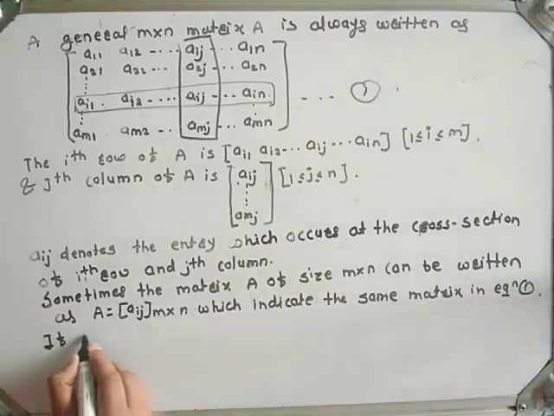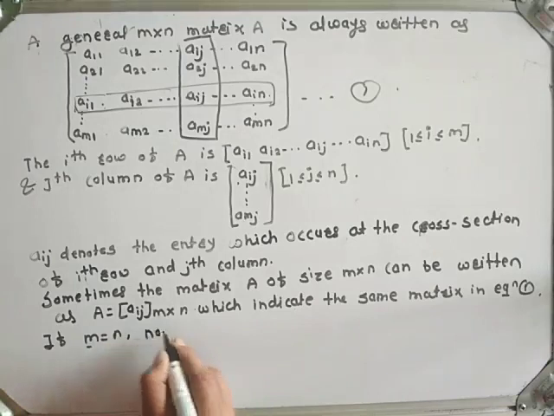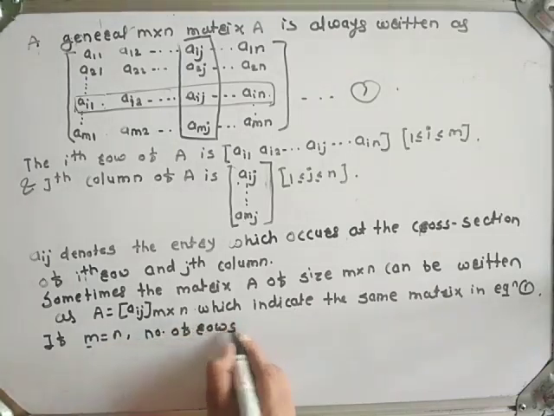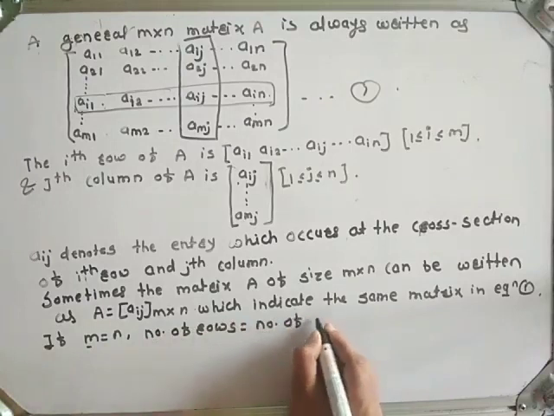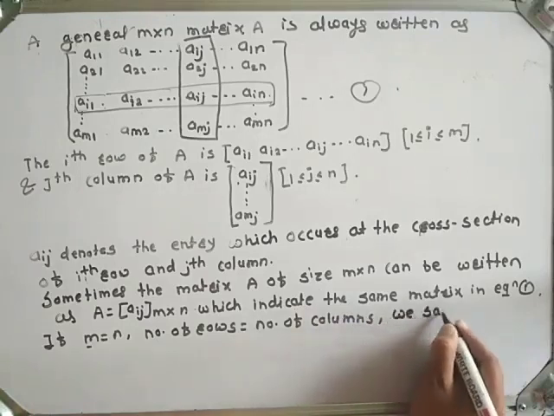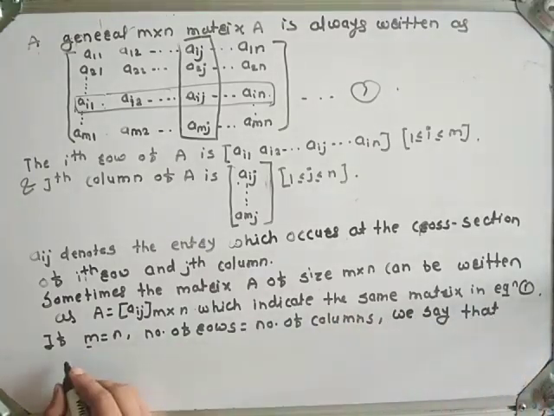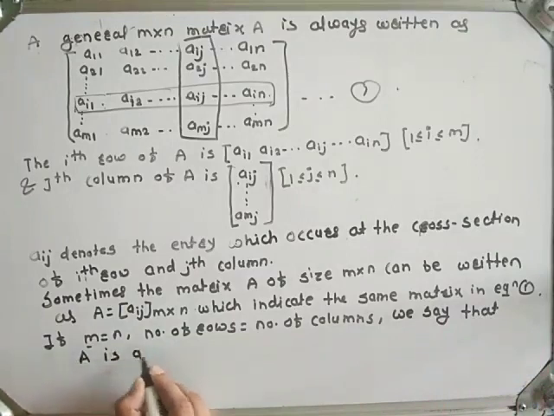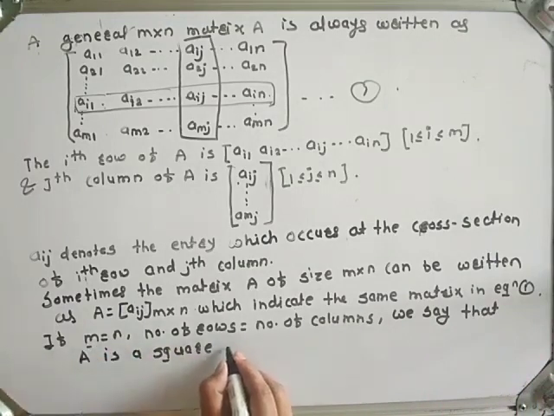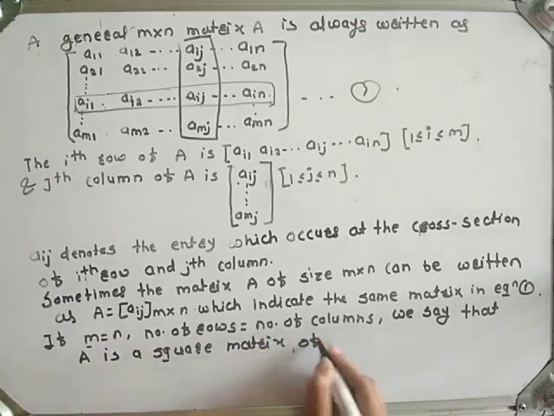Here, if m is equal to n, m meaning the number of rows is equal to the number of columns, we say that matrix A is a square matrix. We say that A is a square matrix. When A is a square matrix, if m is equal to n, A is of order n.